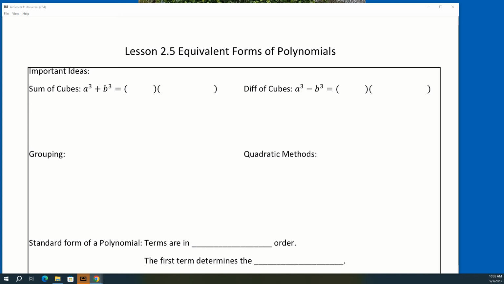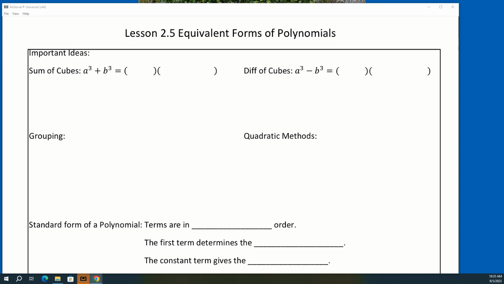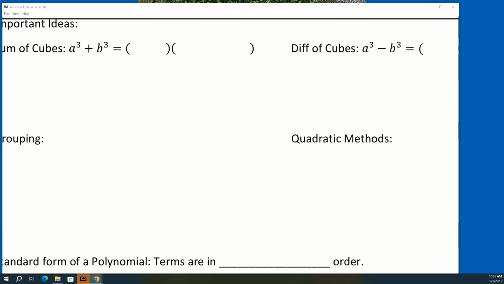So today we're going to be finding equivalent forms of polynomials, and the main thing we have to remember from Algebra 2 is how to factor. And you guys did a lesson, just a review lesson on factoring, but you might need a little extra refresher. I don't know. But two of the types of factoring you're going to have to do is the sum and difference of cubes. You guys remember that from Algebra 2?